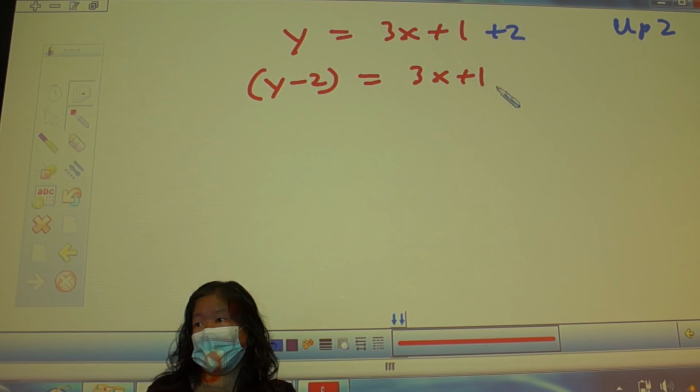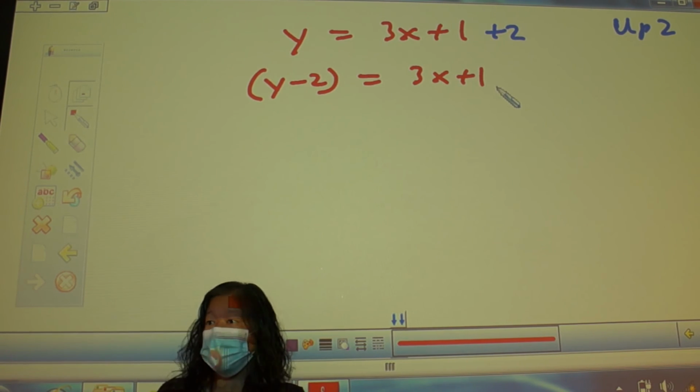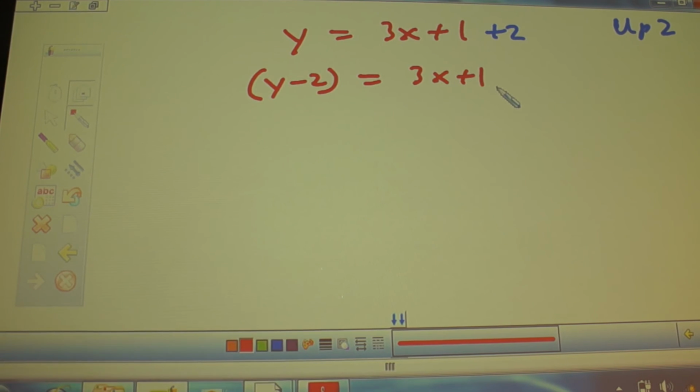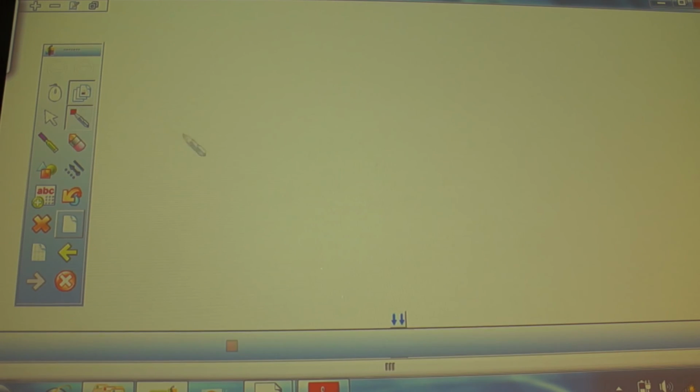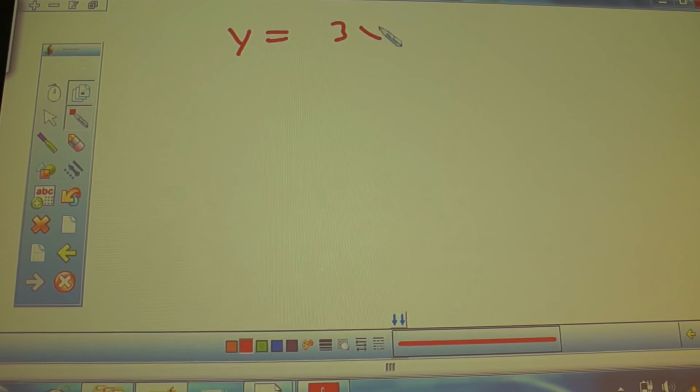Because it's on the same side as x, if it's on the opposite side, it'd be normal: plus would be right and minus would be left. But because it's on the same side as x, then it's the opposite. So the general rule is, y equals 3x minus 4.